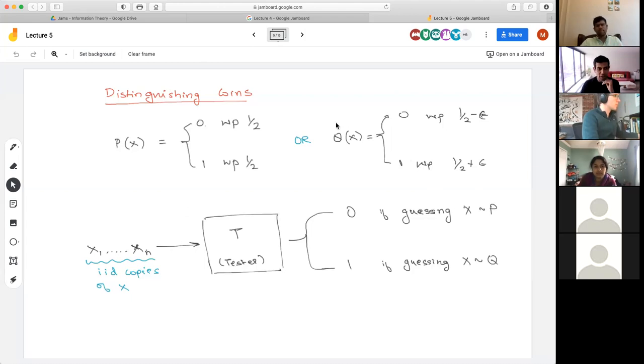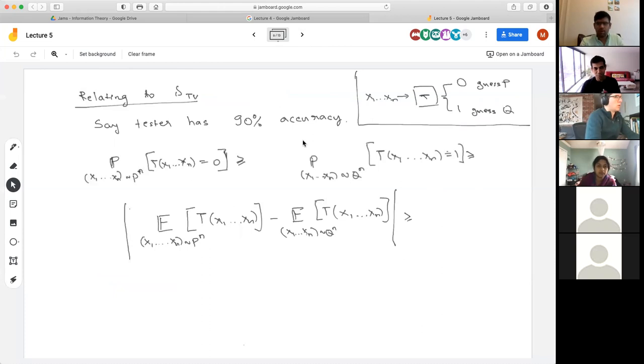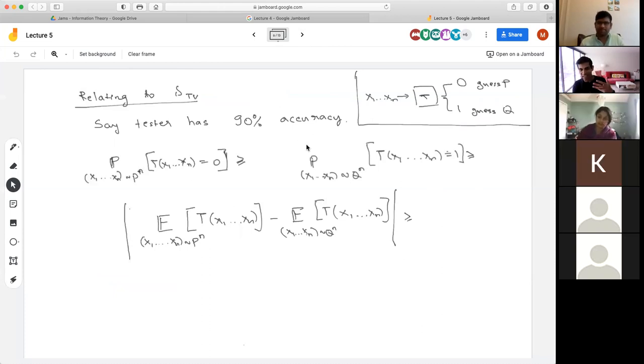Okay. Now let's try to phrase it in the language of statistical distance, or one sample distinguishers, let's say. So let's say the tester has 90% accuracy. I've drawn the cartoon of this tester again here, which means that when you give it samples from P, it says that the outcome is from P with 90% accuracy. When you give it samples from Q, it says the outcome is from Q with 90% accuracy.